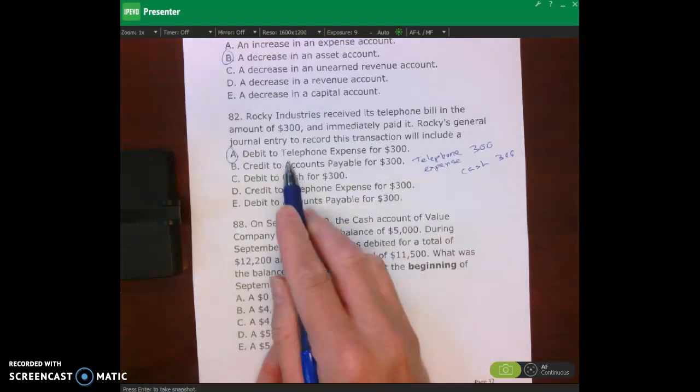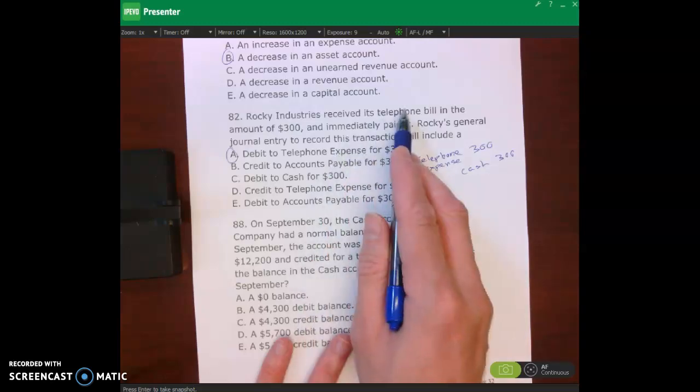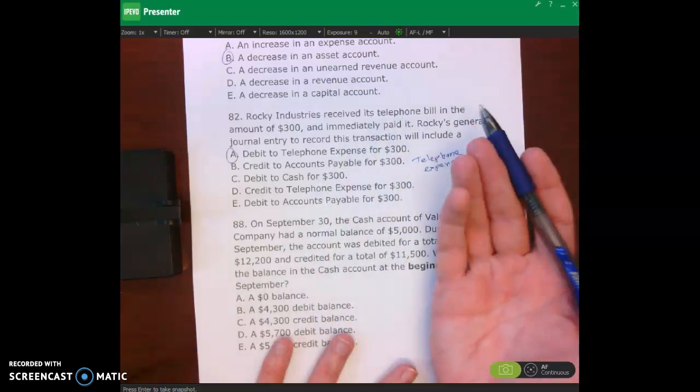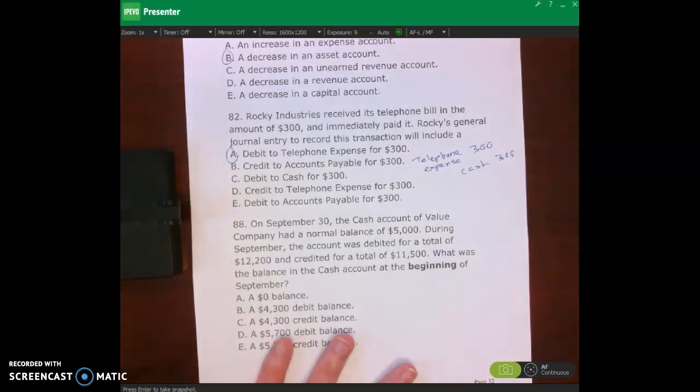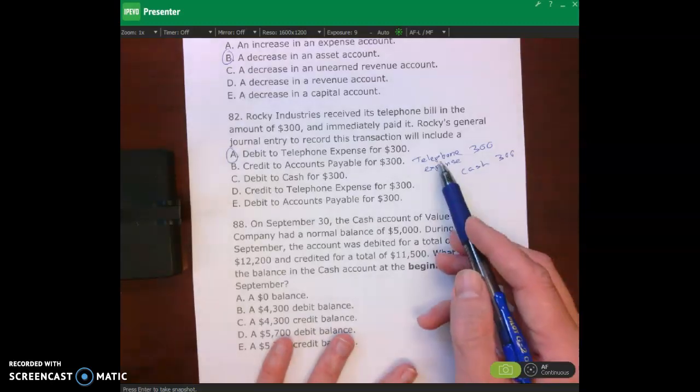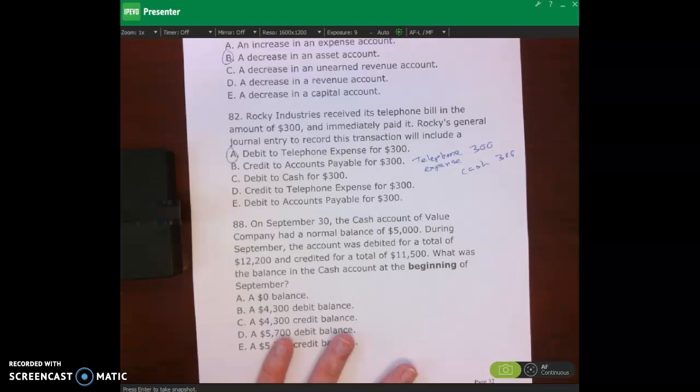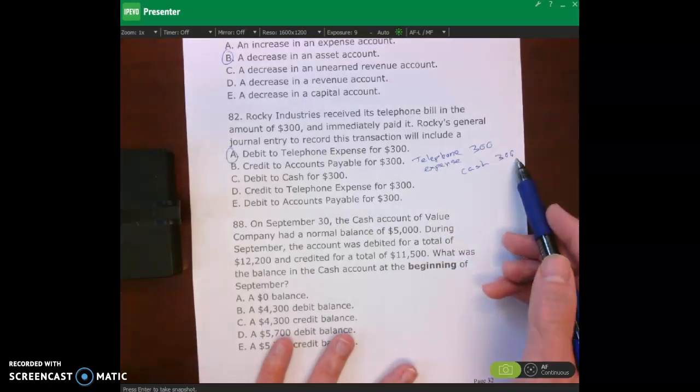Well, you can see a debit to telephone expense. Why? Because this is telephone expense, utilities expense. You could also say utilities expense, that would be fine. Here we'll just say telephone. Telephone expense, $300, credit to cash.